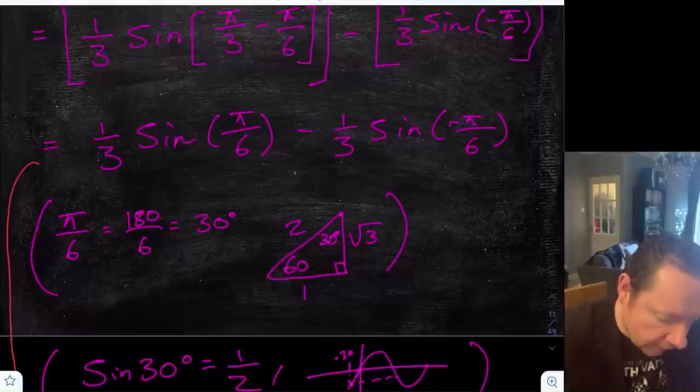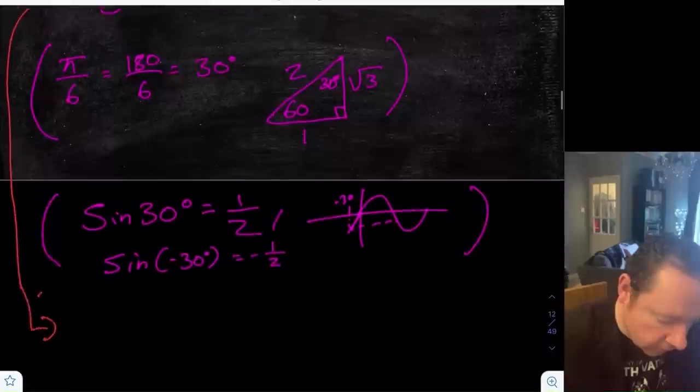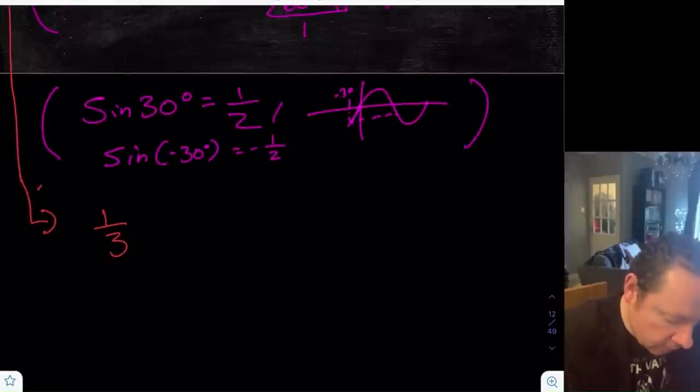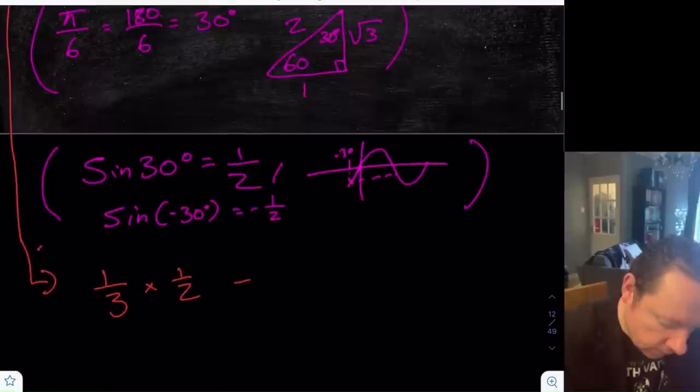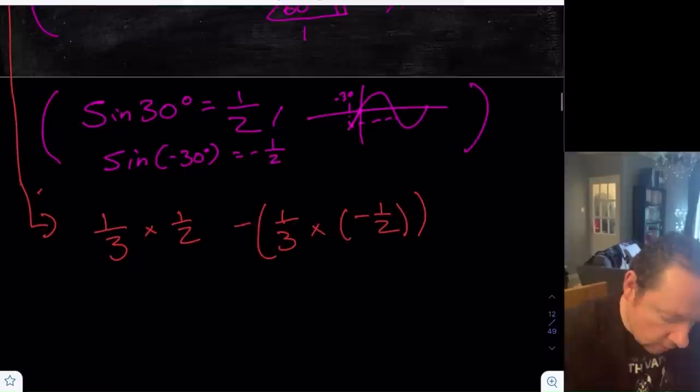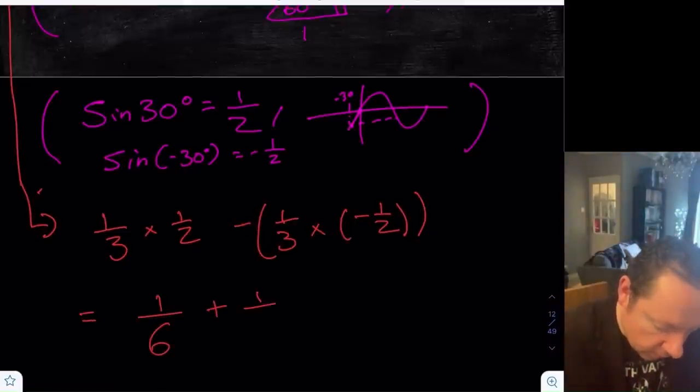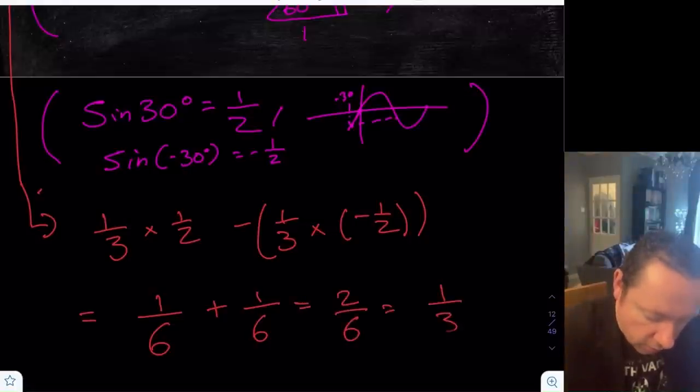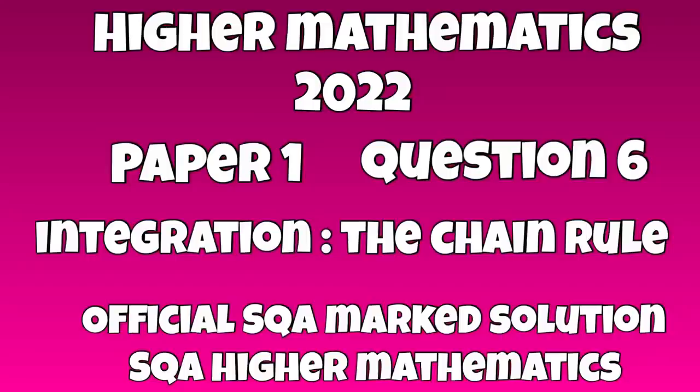1/3 of the sine of 30, so 1/3 times 1/2, minus 1/3 times minus 1/2. So 1/3 times 1/2 is 1/6. 1/3 times minus 1/2 is minus 1/6, so plus another 1/6 because of minus times a minus. That is 2/6. That is 1/3. And we're done there.